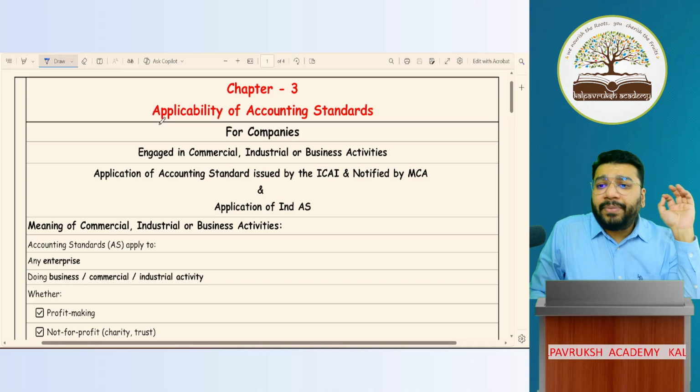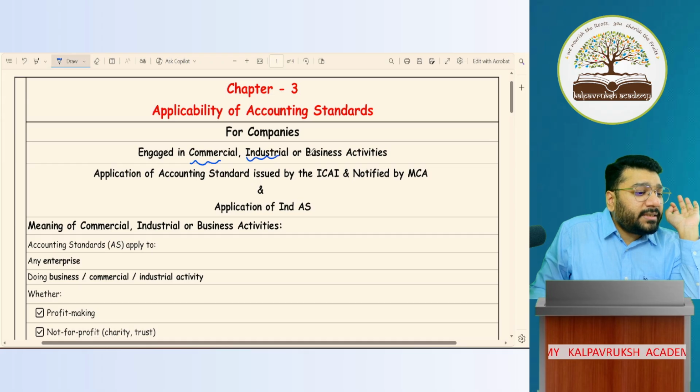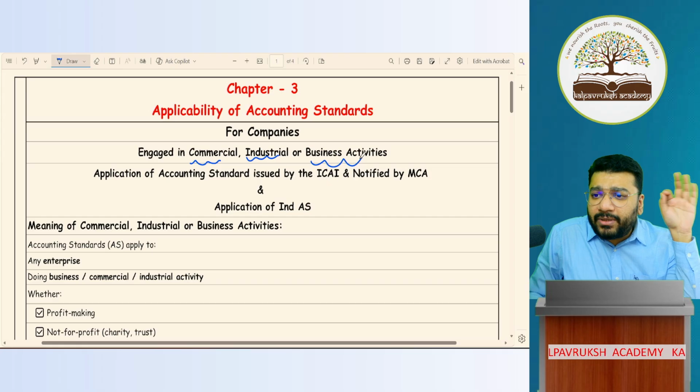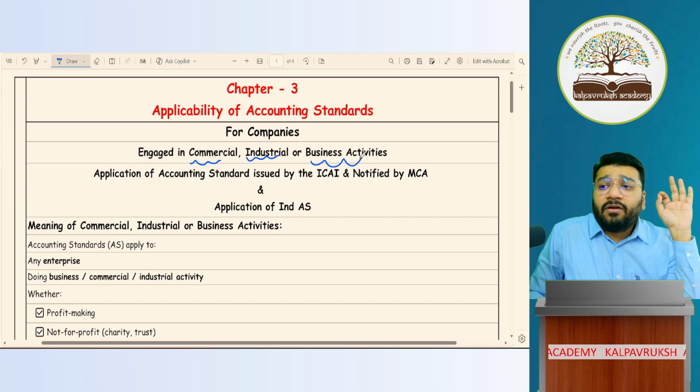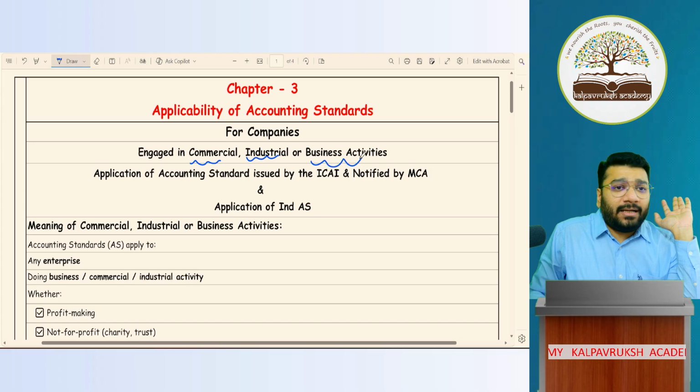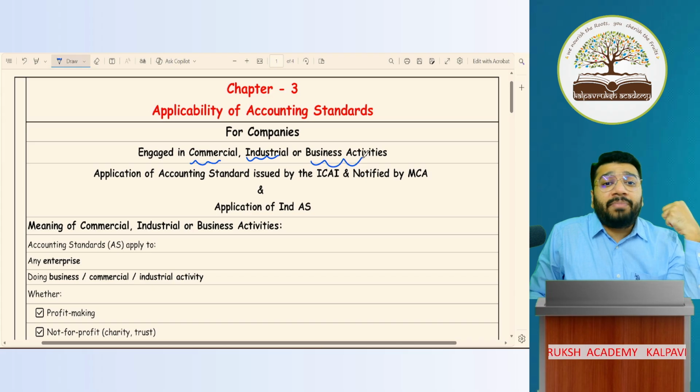So here, for companies, whether it is for companies or non-companies, accounting standard will be applicable if you are engaged in commercial, industrial, or business activity. Any kind of commercial, industrial, or business activity you're doing means you have to apply accounting standard while preparing your financial statements. The main confusion comes only in section 8 companies. A company which is a not-for-profit organization where the profit is not called profit, it is called surplus. So they say that whatever surplus we earn, we are not using it for our own personal benefit. So should we follow accounting standards is the question.